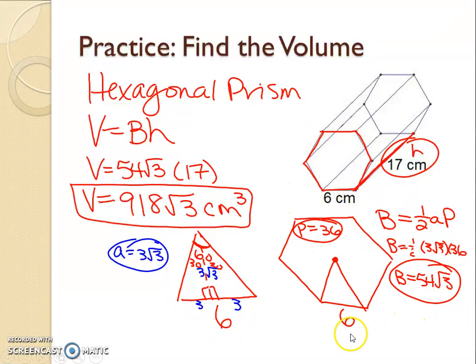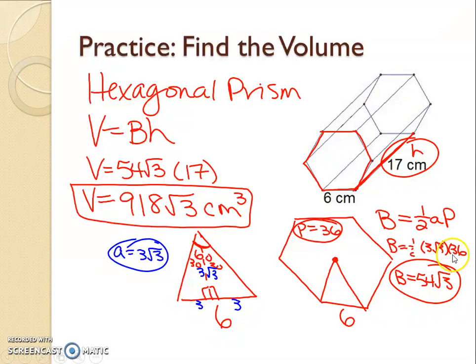And if I draw a triangle, it's going to be 6 on the bottom. And then half of 6 is 3, 3. And then this right here is 3 radical 3. So that's going to be 60-degree angle. So 3 radical 3 is your A. So half times 3 radical 3 times 6 times 6, because that's the perimeter, is 36 around. That's going to be half times 3 radical 3 times 36.